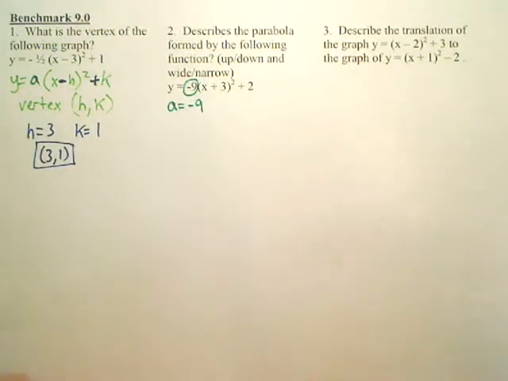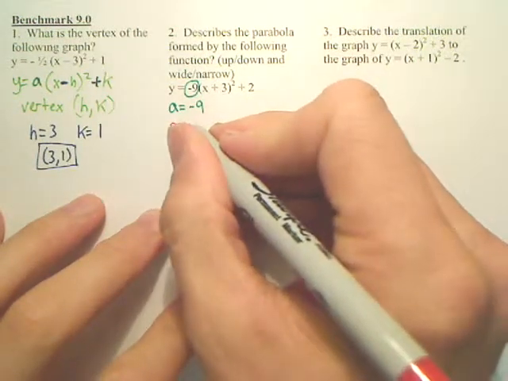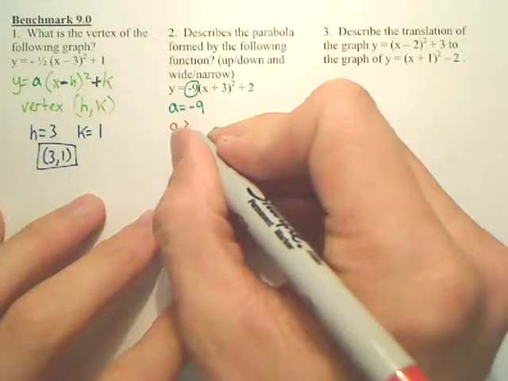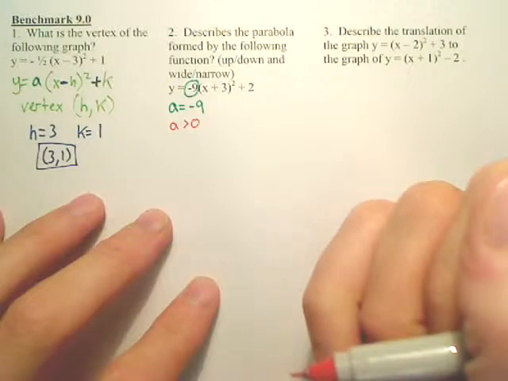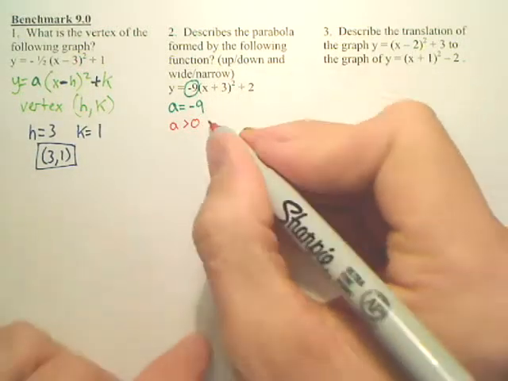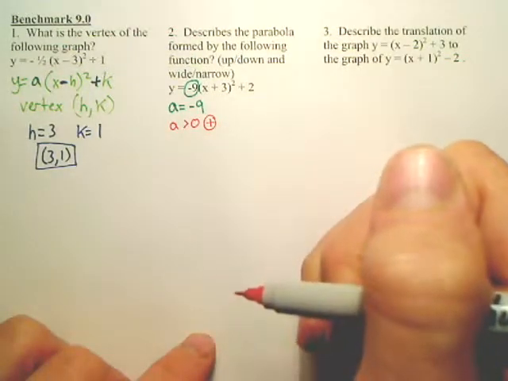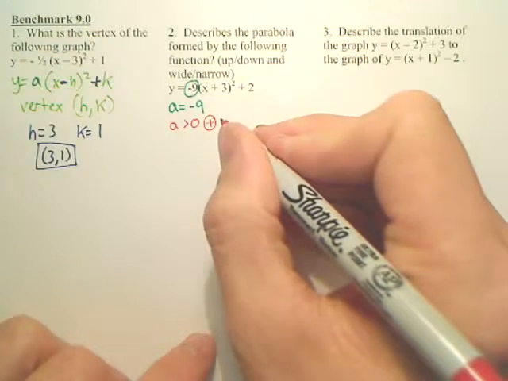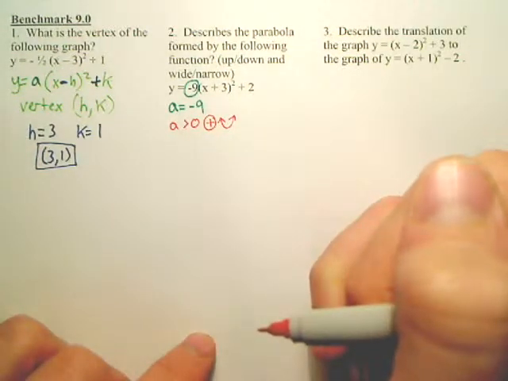So what does that mean? Well, let's make a little legend to help us so that we can reference it later. If a is greater than 0, in other words positive, what do we know about it? What does a positive a value mean? It is happy, which means it's up. It looks like a U, up.